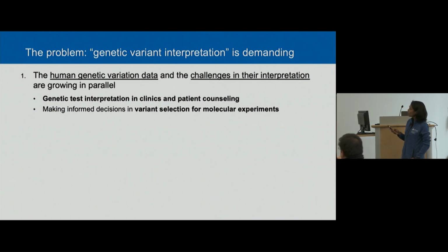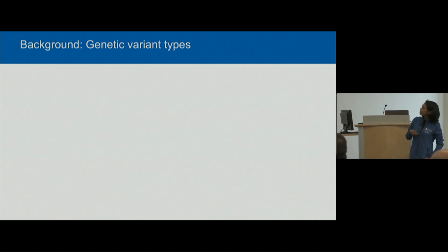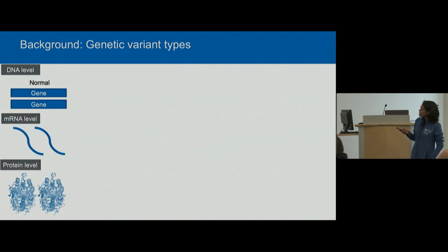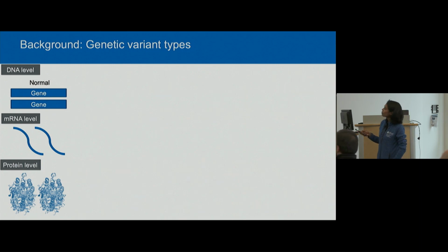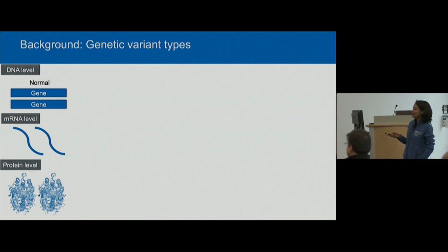Having said this problem, now I will go a little bit back and show you what the genetic variant types are. This is a normal condition where, from DNA level to mRNA level to protein level, you can see that we have 2 copies of the gene and both are good. So we have both copies fine, and we have protein structure for both copies. So everything is good. Now, what can go wrong?